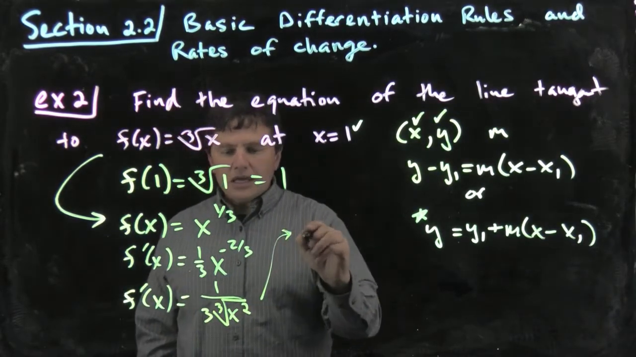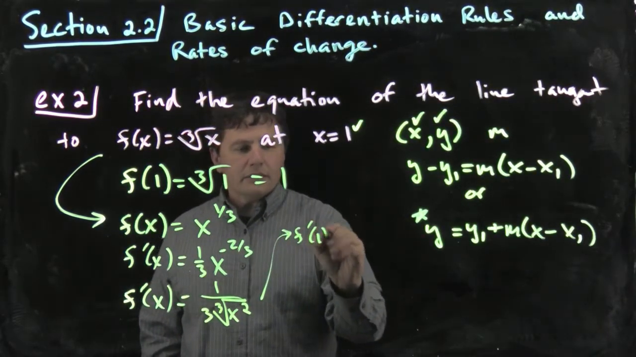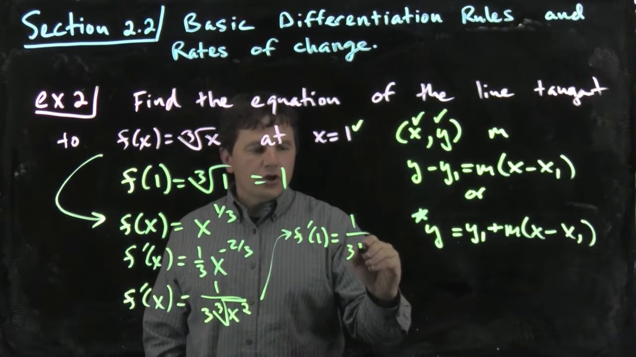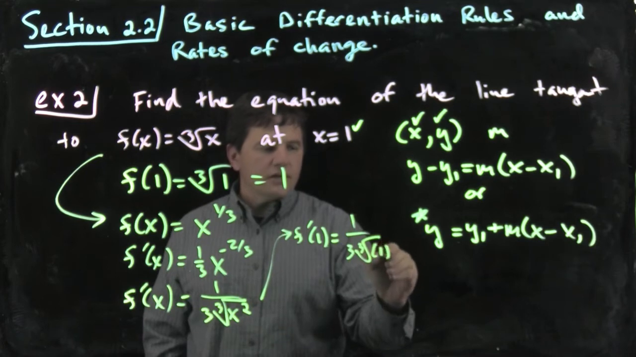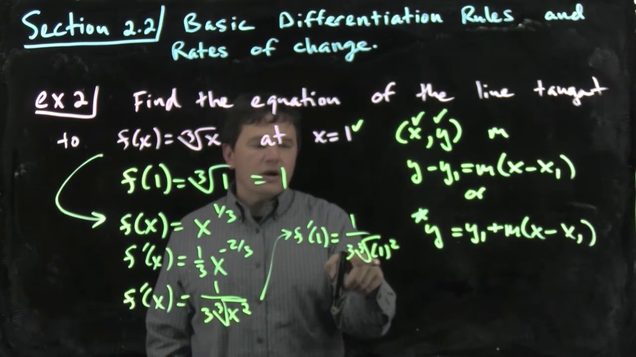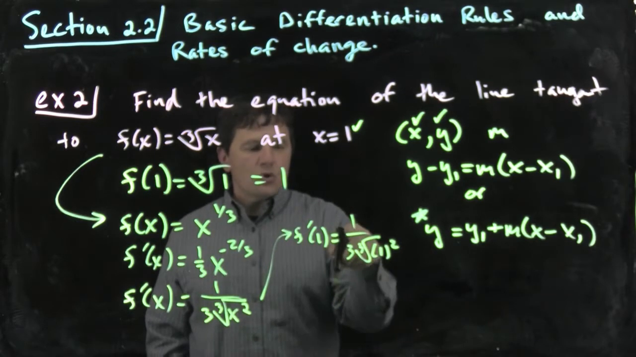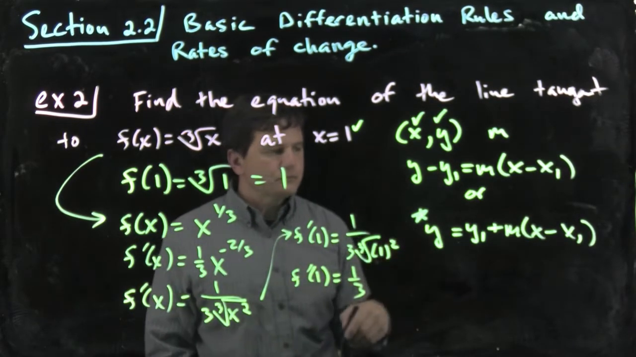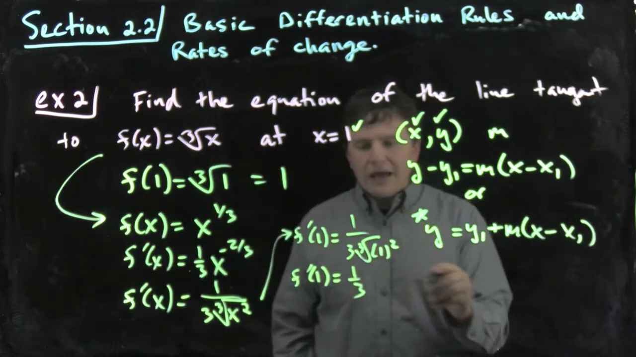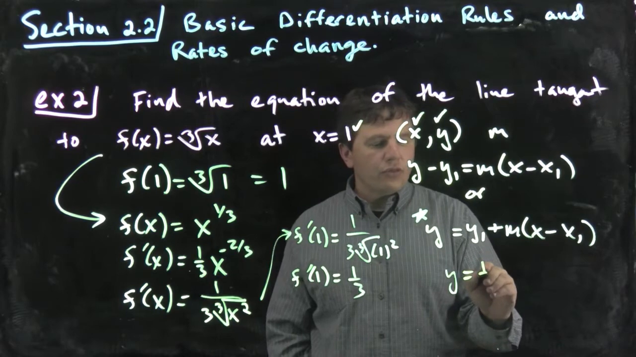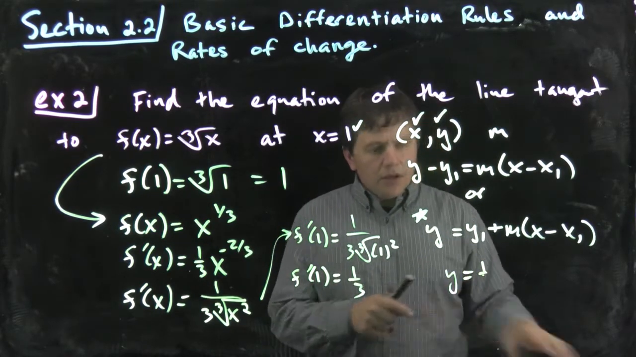So now, if I do f prime of 1, I'm going to get 1 over 3 times the cube root of 1 squared. Of course, the cube root of 1 squared is 1. So we're just going to be left with a slope of 1/3. Okay? So now my equation, y equals 1/3. Oh, sorry.